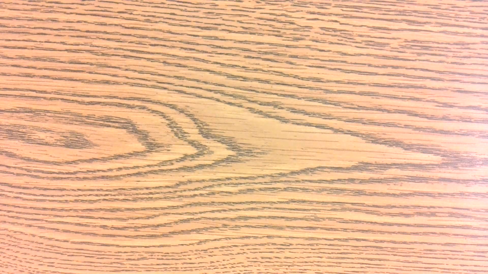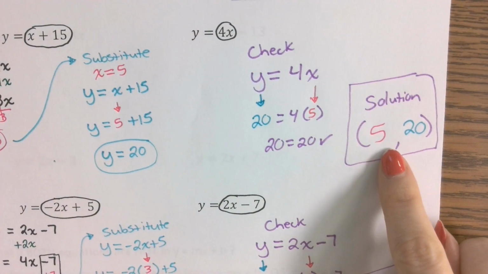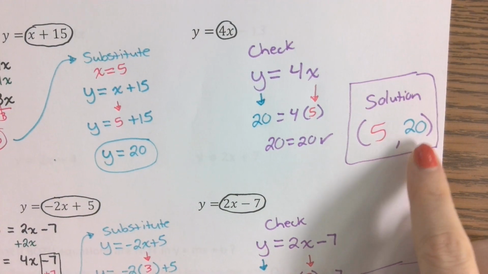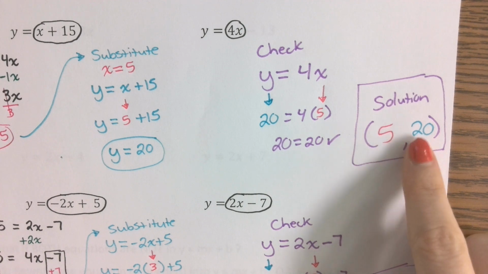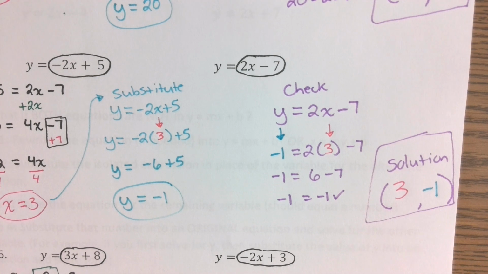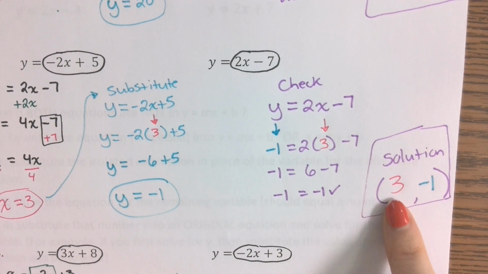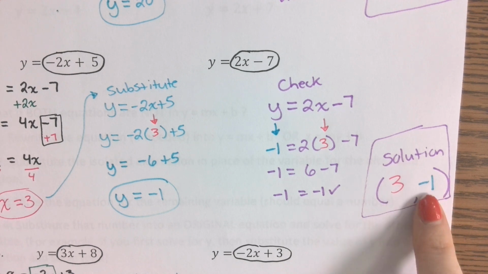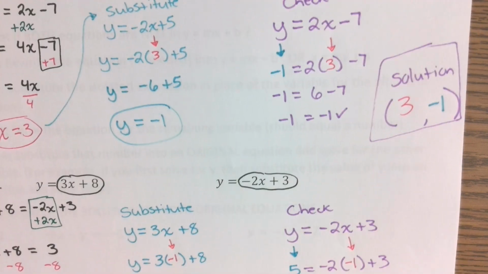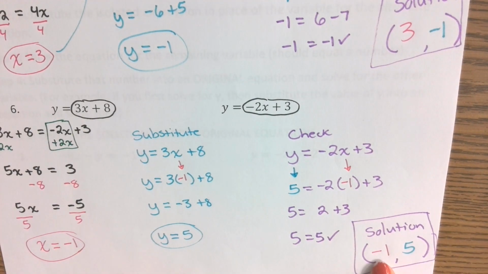Okay, let's go ahead and go over the answers. For problem number 4, you should have gotten 5, 20. So 5 for your x value, 20 for your y value. For problem number 5, you should have gotten 3, negative 1. 3 for your x, negative 1 for your y. And for problem number 6, you should have gotten negative 1, 5. Negative 1 for your x and 5 for your y.